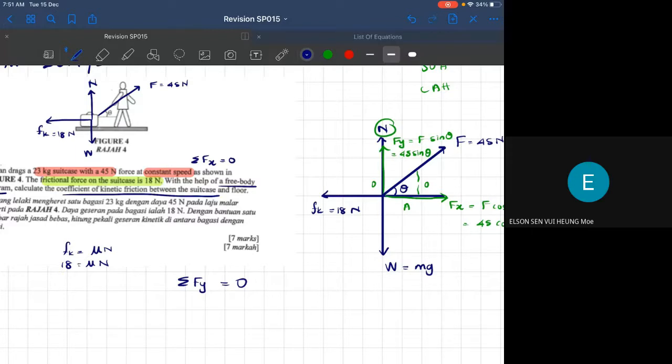So atas ada force apa? Ada force this two kan? This one. And then bawah ada force this one. So kamu pun buatlah. N plus F iaitu 45 sin theta lah. Tolak dekat bawah ni adalah weight iaitu mass adalah 23 kali 9.81. So mesti tulis kat situ teruslah. So ni akan jadi 225.63 Newton. So ni akan jadi tolak 225.63 sama dengan kosong. Okay.